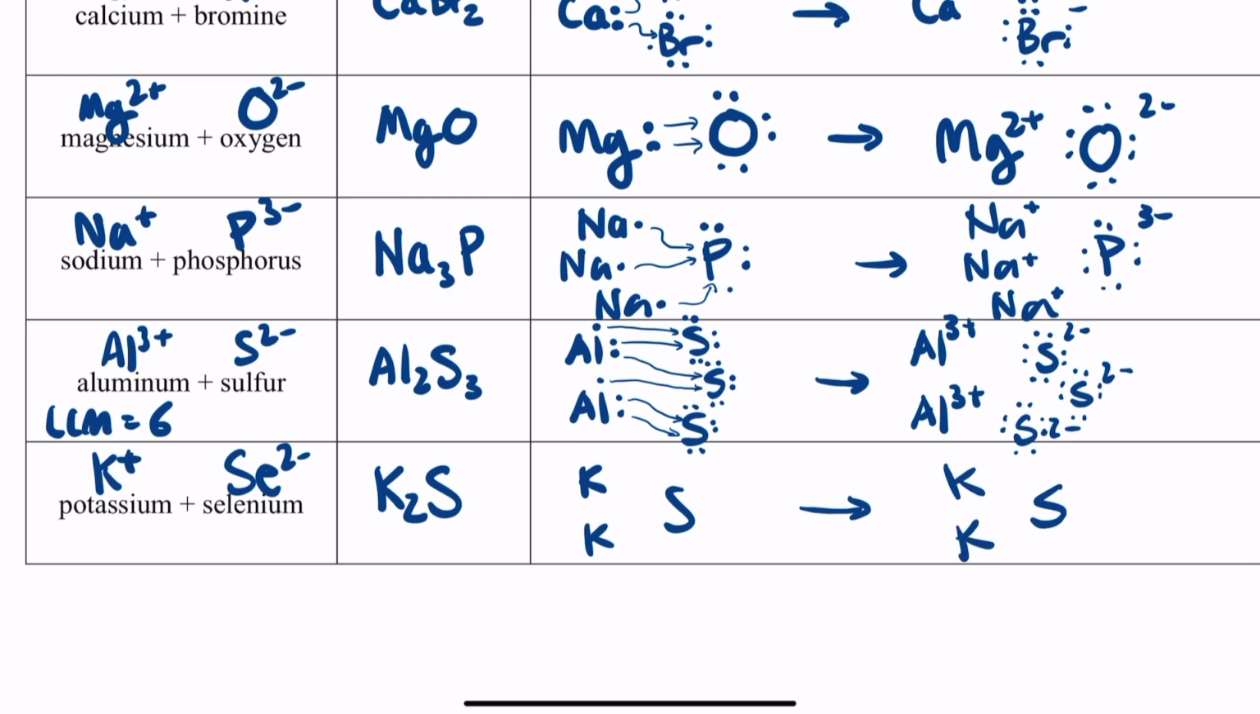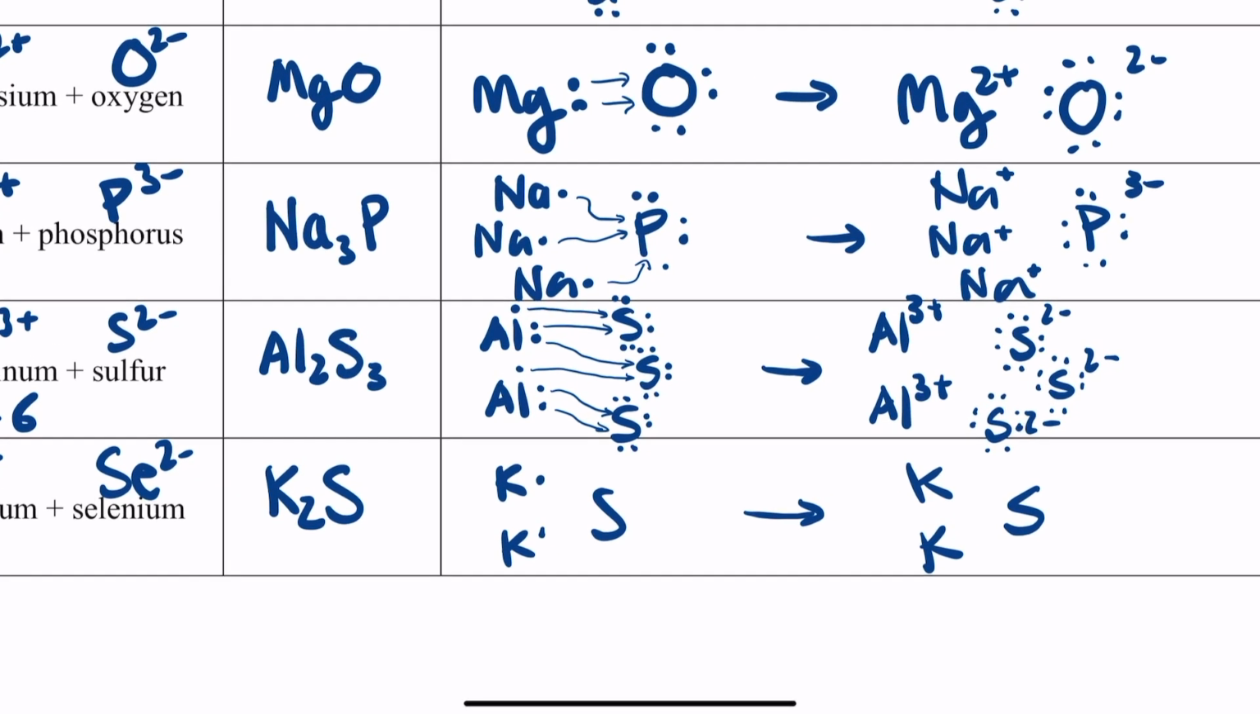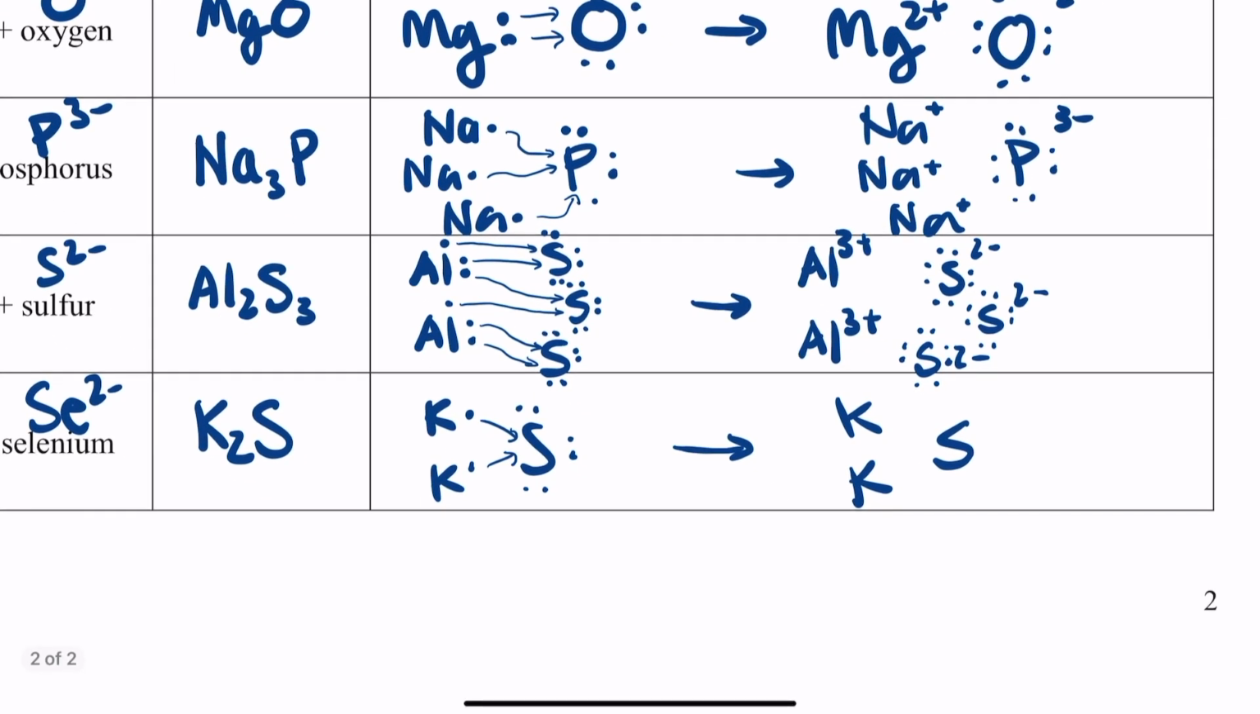And the drawing would probably look something like this to start out with. You have two Ks and a single Se. Each potassium should have a single dot around them, that one valence electron. The selenium should have 6 valence electrons around it. And each potassium is going to give one of their valence electrons to the selenium.